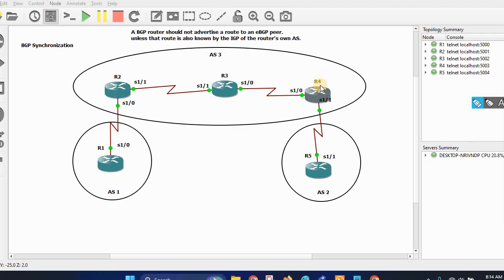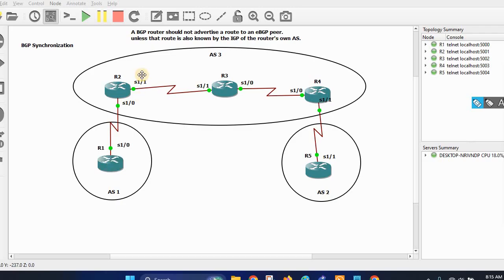R4 and R5 are eBGP neighbors using the direct interface. Now we will configure it and see the output. For example, R2 has one route in the BGP table, and that same route is not in the OSPF table. If we enable synchronization, R2 will not advertise that update to R1.